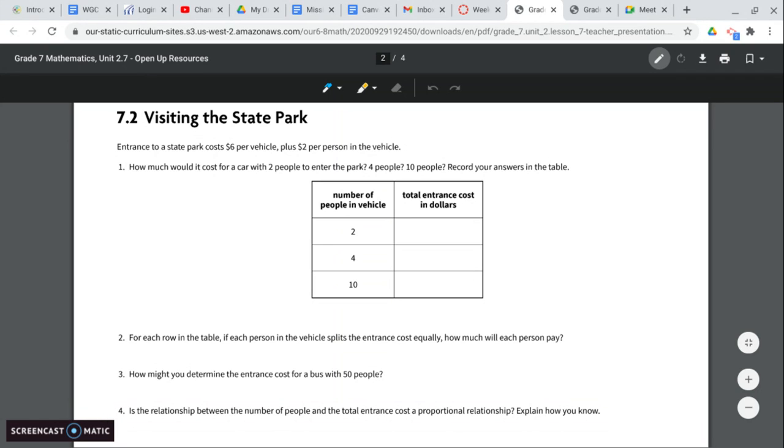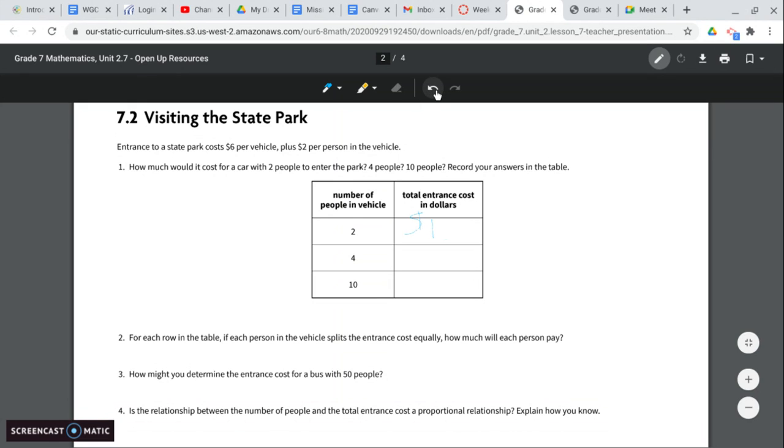4 people? 10 people? So if we have a car, that's automatically $6. And then there's 2 people in the vehicle, so 2 times 2 is going to give us $4 more. So 6 plus 4 is $10.